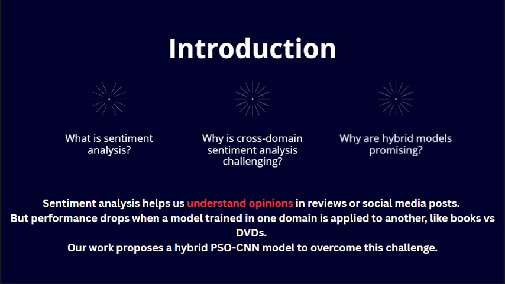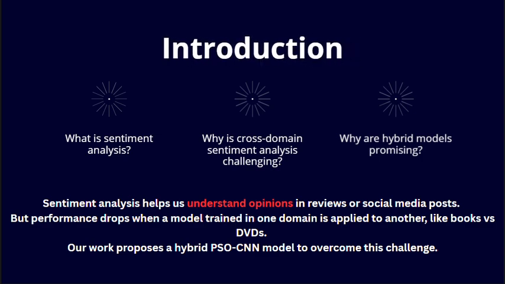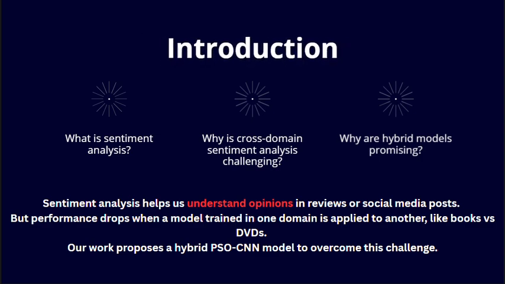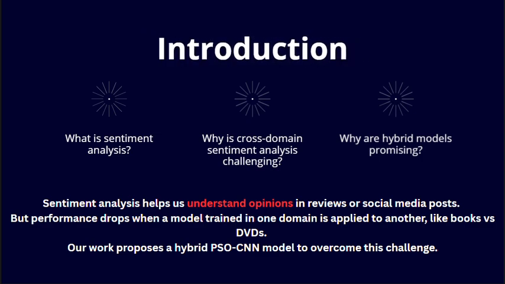Sentiment analysis helps us understand opinions in reviews or social media posts. The models usually perform well only within their training domain. However, when applied to a different domain, accuracy drops significantly. For example, the performance drops when a model trained in one domain is applied to another, like books versus DVDs. Our work proposes a hybrid optimization and deep learning PSO-CNN model to overcome this challenge.